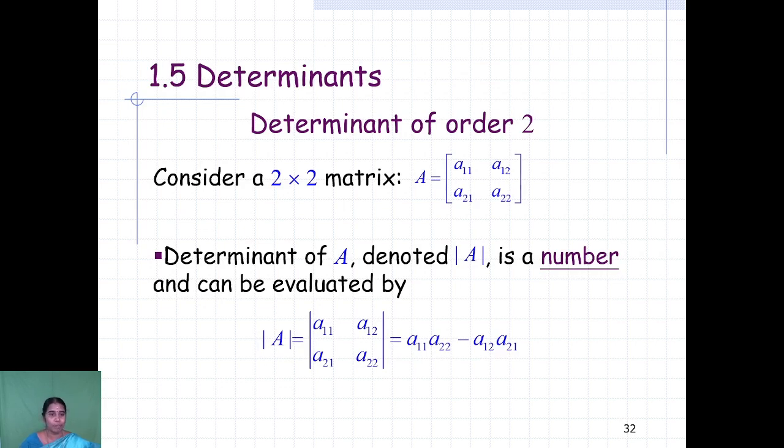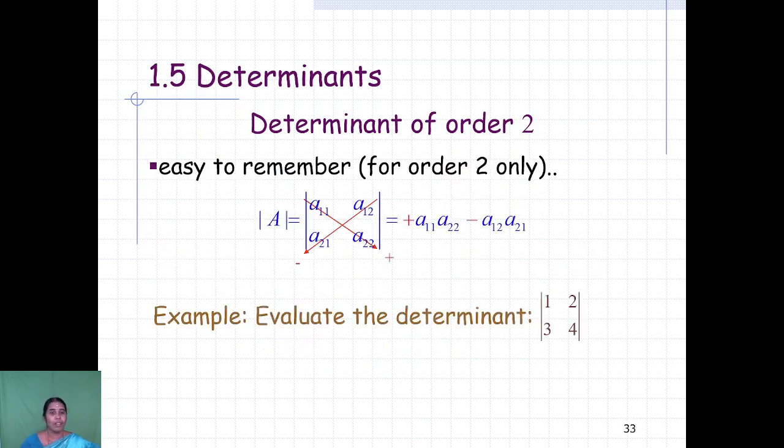Next, determinant. Consider the 2 by 2 matrix with entries A11, A12, A21, A22. The determinant of A is denoted by modulus A, which is nothing but a given number. It can be evaluated as modulus of A equals A11 times A22 minus A12 times A21, just cross multiplying like that. It is easy to remember for order 2: we just take the first diagonal product minus the second diagonal product.